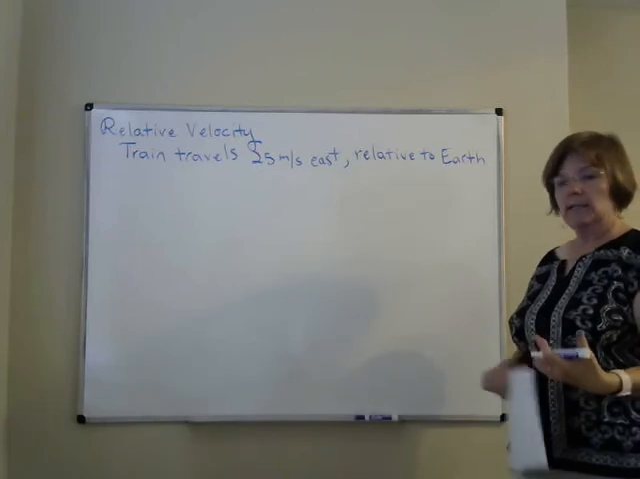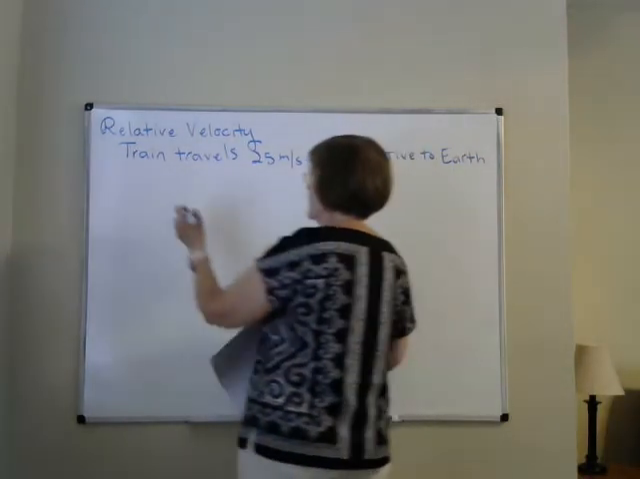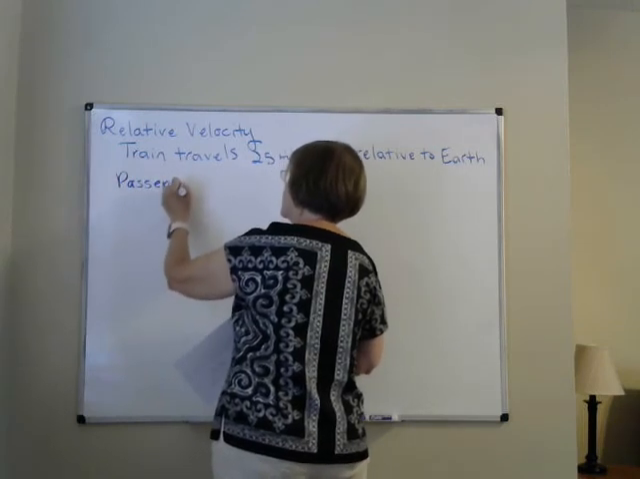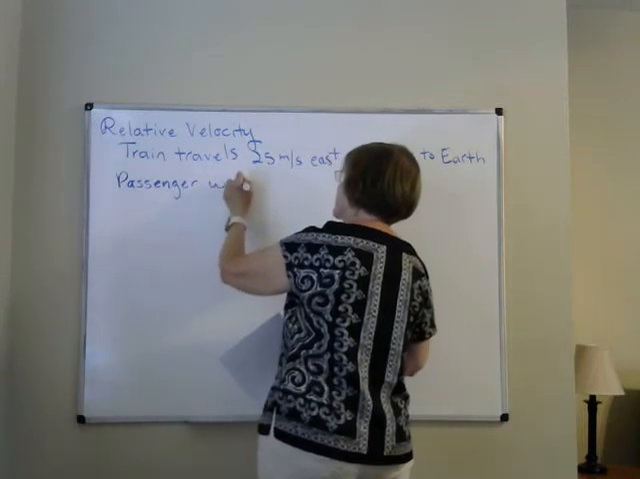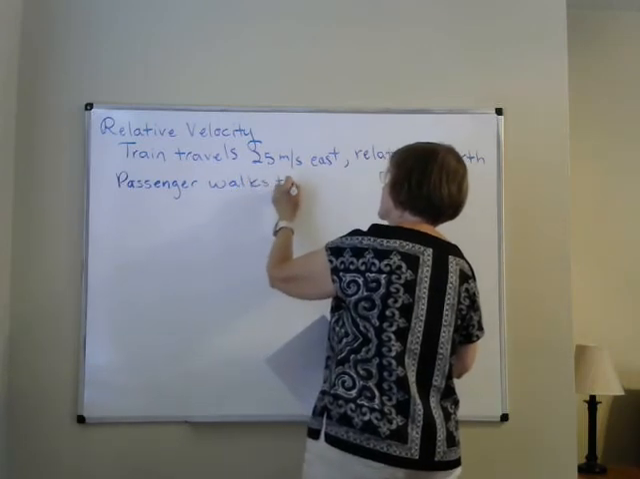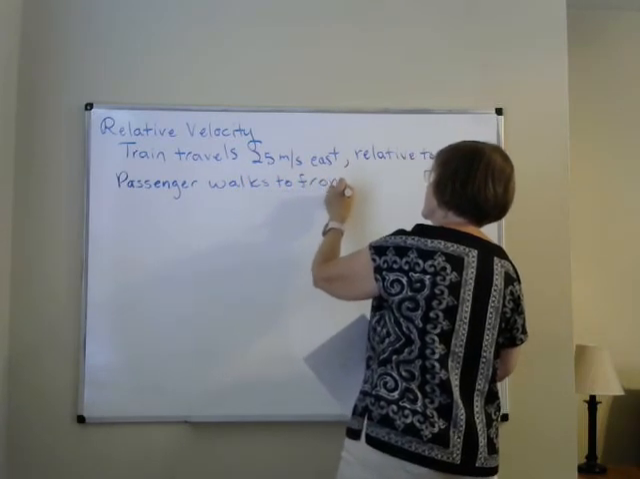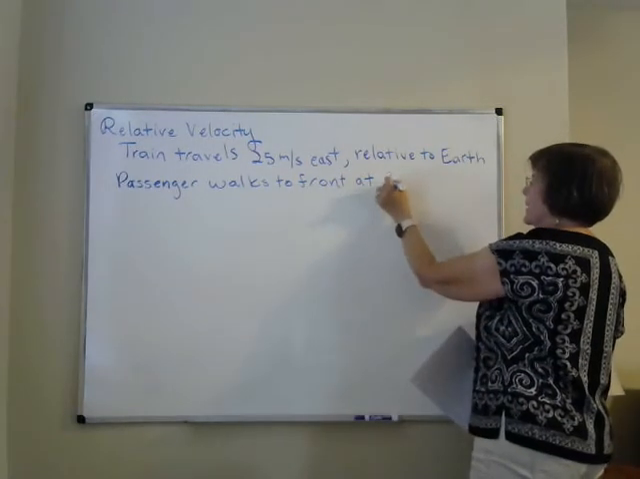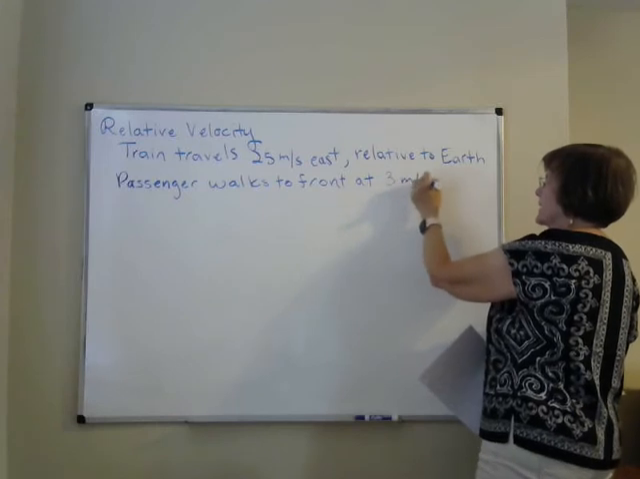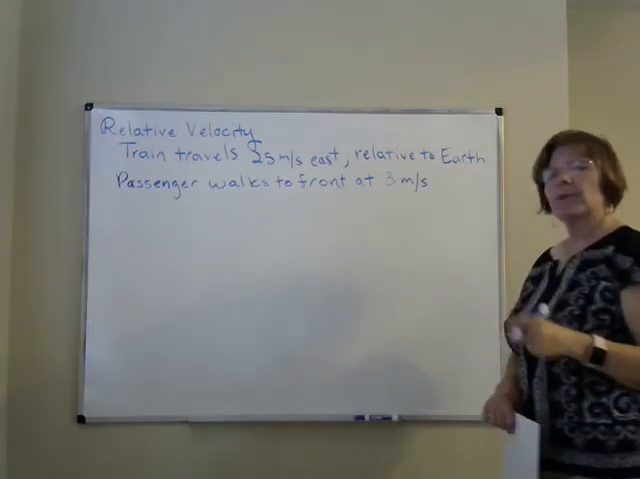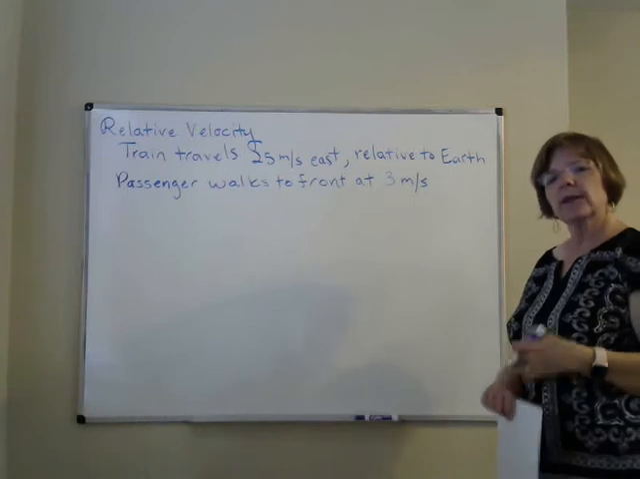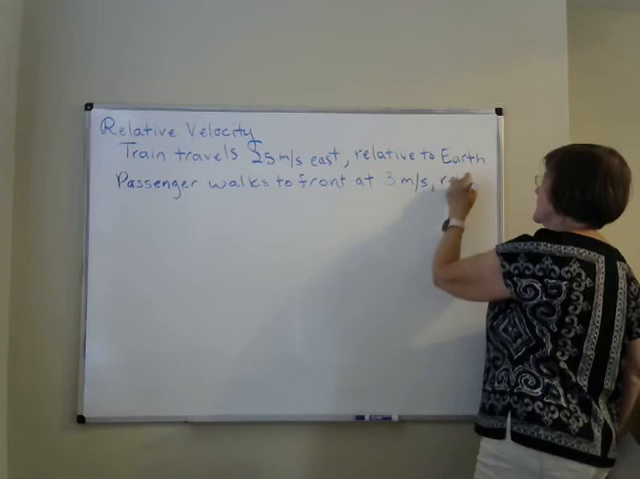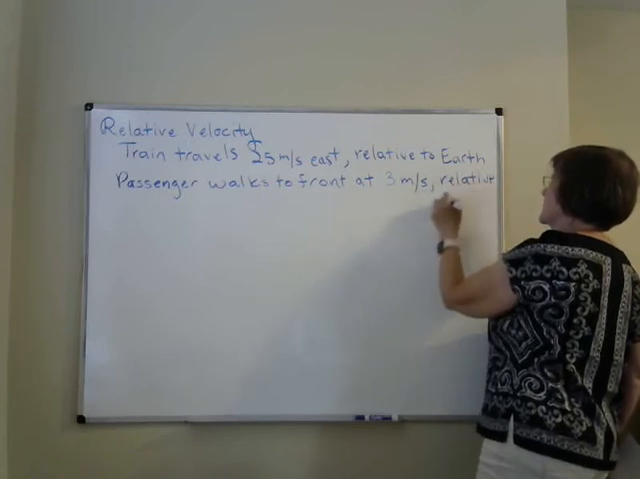A passenger walks to the front of the train, and that passenger is going 3 meters per second. Now we know that person isn't going 3 meters per second relative to the Earth. That person's going 3 meters per second relative to the train.